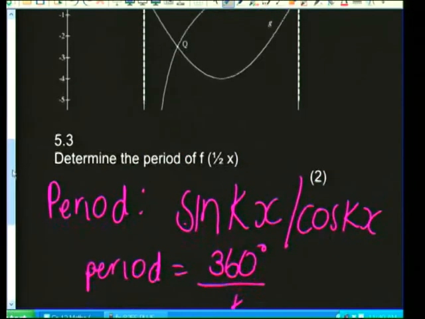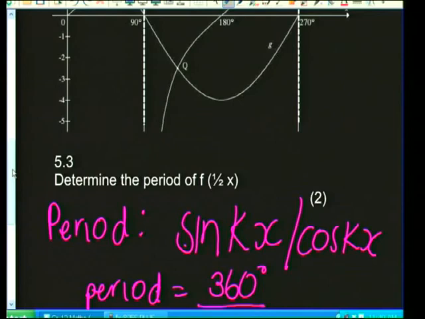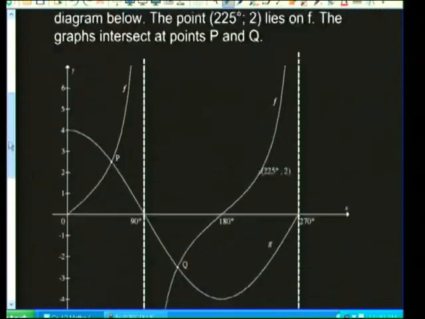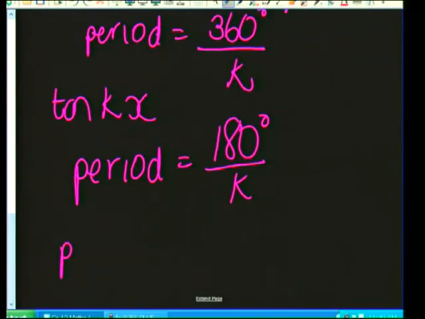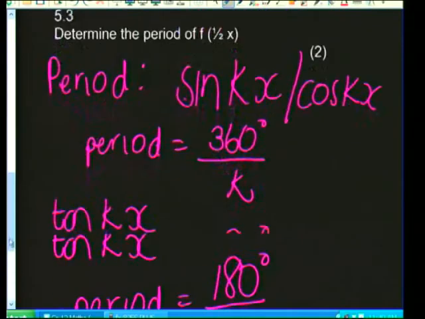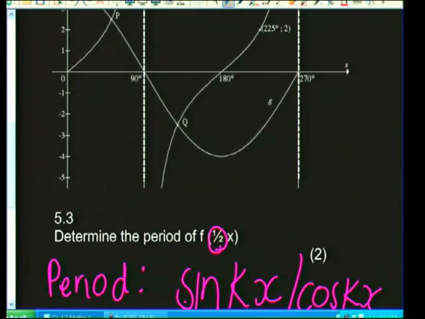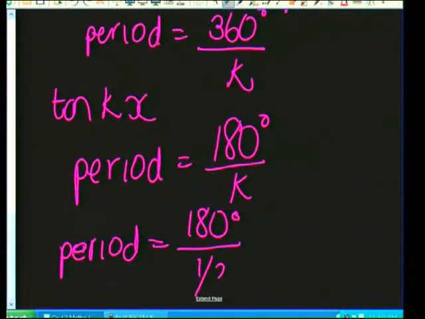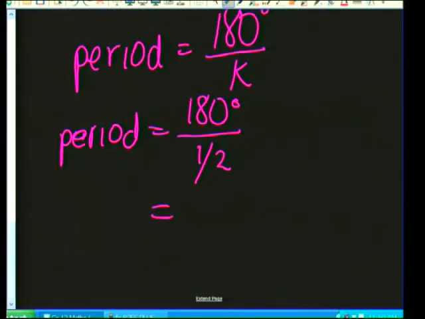So now going back up, it says the period of f. f, remember, was our tan graph. So that means our period would equal 180 divided by k. What's our k? This is our k. k is like the coefficient of x. If you do that, you'll find that the period is 360 degrees. And that's that question.